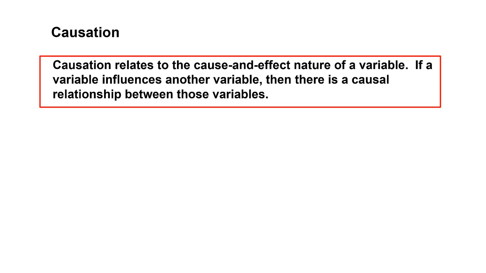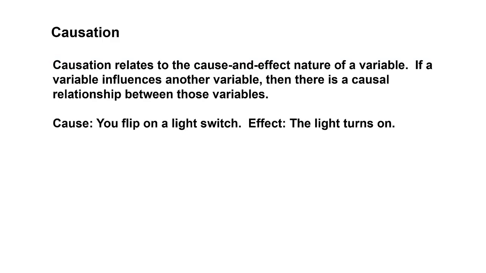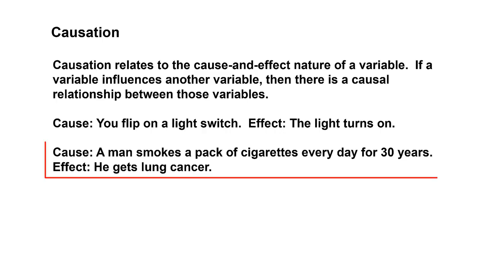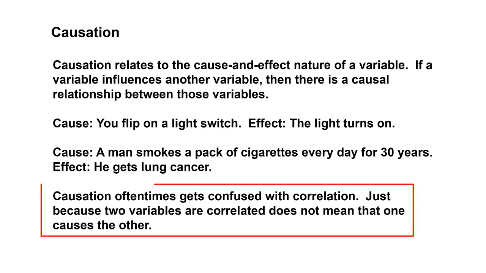Causation relates to the cause and effect nature of a variable. If a variable influences another variable, then there is a causal relationship between those variables. For example, the cause: you flip on a light switch; the effect: the light turns on. Or another example, a man smokes a pack of cigarettes every day for 30 years; the effect: he gets lung cancer. So these are examples of cause and effect. Causation oftentimes gets confused with correlation. Just because two variables are correlated does not mean that one causes the other.